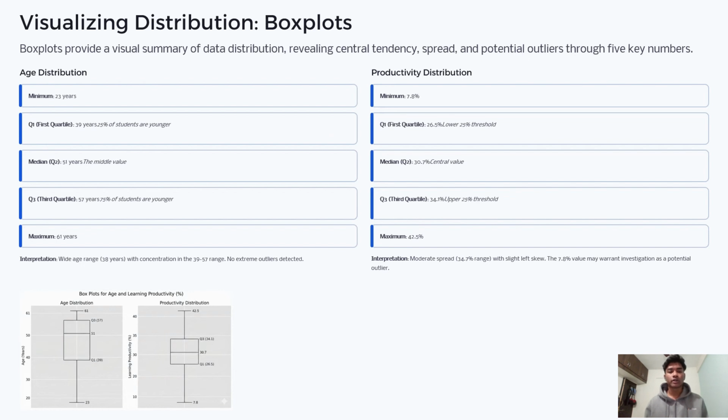Talking about the box plots, they help us quickly understand distribution, outliers, and spread. For age, ages range from 23 to 61 years. Most students fall between 39 and 57 years. There are no extreme outliers. For productivity, scores range from 7.8% to 42.5%. The lower quartile is around 26.5%, the upper around 34.1%. The value 7.8% might be a potential outlier. These visualizations confirm a moderate spread and a hint at slight skewness.